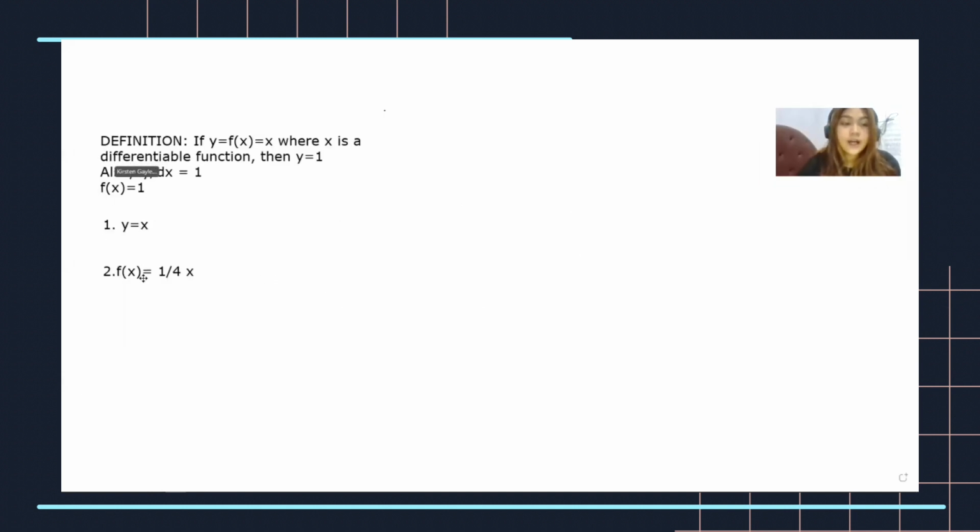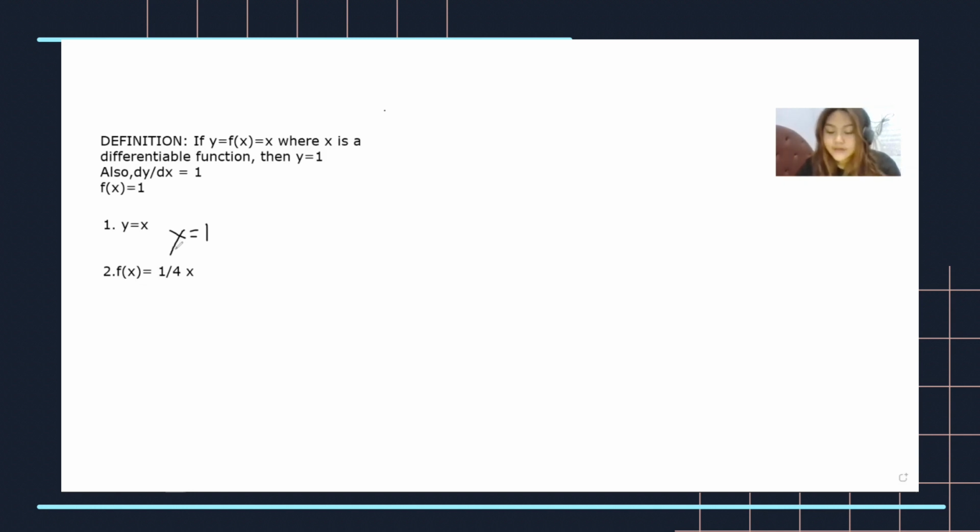Identity rule. The definition of it is: if y is equal to f of x, where x is a differentiable function, then y prime is equal to 1. Also, dy over dx is equal to 1, and f prime of x is equal to 1. To further understand it, let us try to solve the first example, which is y is equal to x, y prime is equal to 1. Why did it become 1?